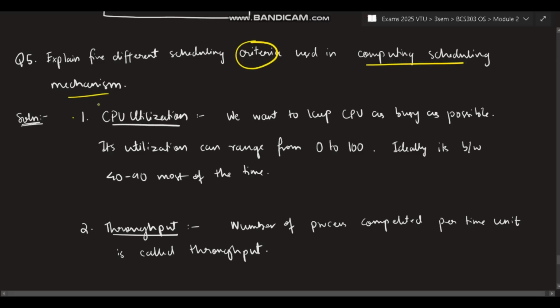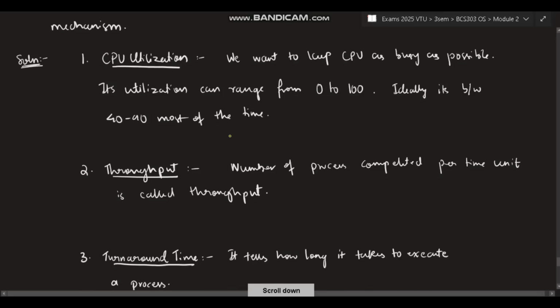The first thing is CPU utilization. The more the CPU is utilized, the better, right? We want to keep the CPU as busy as possible so that more tasks get completed in less time. Its utilization can range from 0 to 100. Ideally it's between 40 to 90 percent, most of the time.